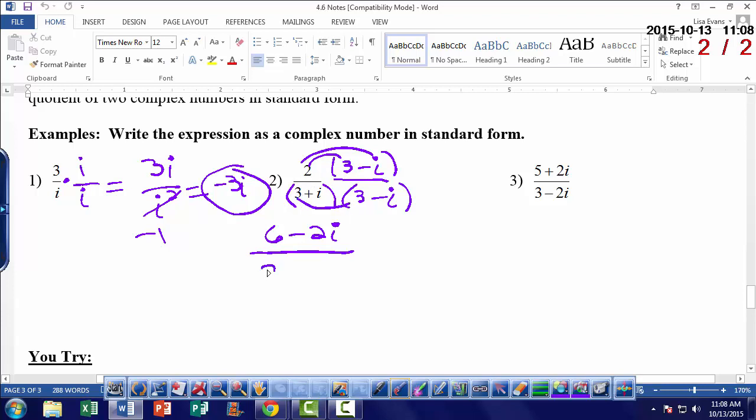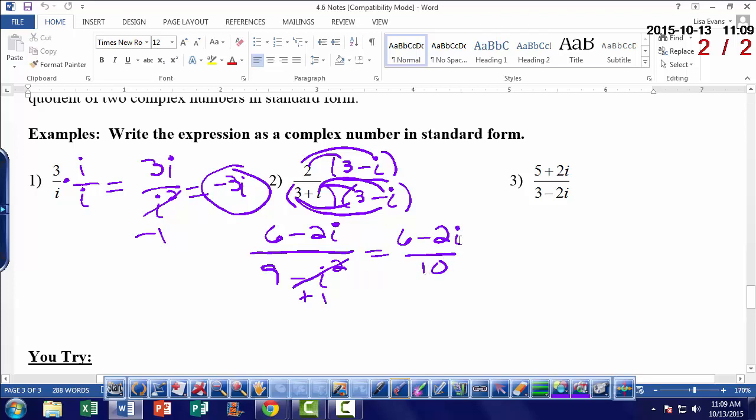So 3 times 3 is 9. 3 times negative i is negative 3i. i times 3 is 3i. So the negative 3i and the 3i cancel out. So that's why I'm not writing it down. I'm just going to do the first terms and the last terms. i times negative i is negative i squared. So remember, i squared is negative 1, but there's already a negative here. So it becomes plus 1. So I have 6 minus 2i over 10.